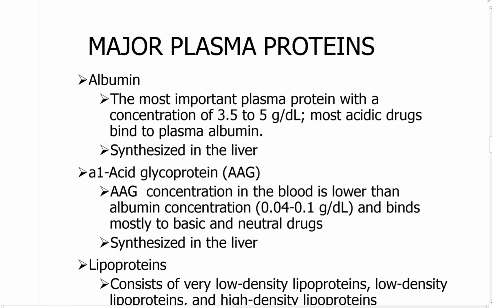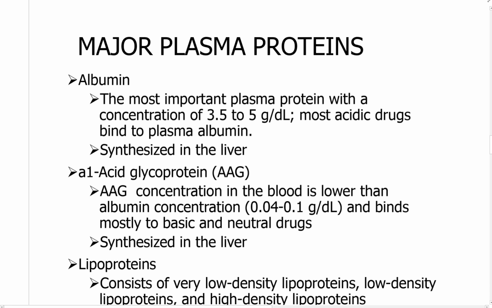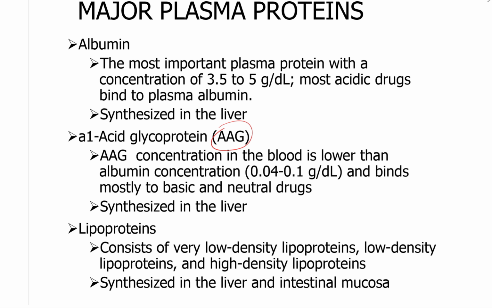And we also know there are 3 major proteins: albumin, alpha 1 acid glycoprotein, which is called AAG, and lipoprotein. As you can see here, albumin is synthesized in the liver. This AAG is also synthesized in the liver. Lipoproteins are synthesized in the liver and intestinal mucosa. One of the distinctions between these 3 major proteins is the concentration. Albumin is the highest, with a concentration of 3.5 to 5 gram per deciliter. This is the concentration of 0.0 to 0.1 gram per deciliter.